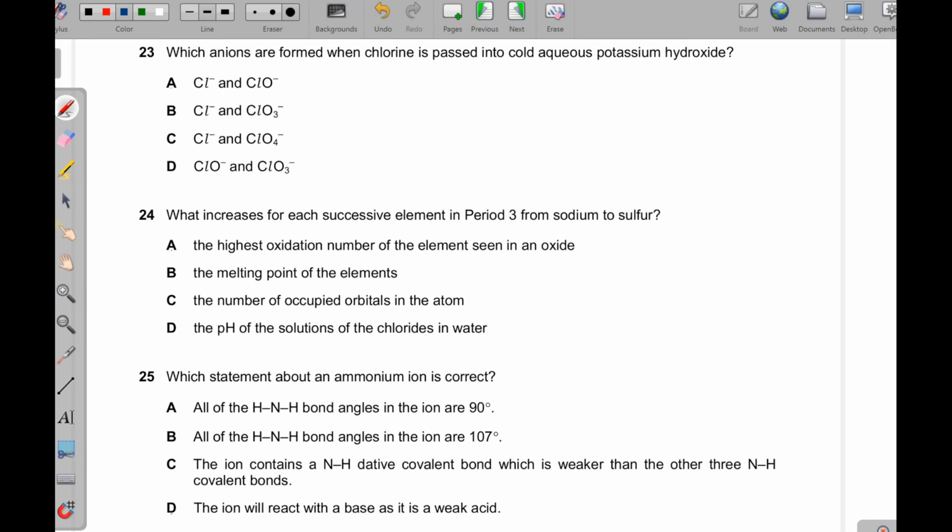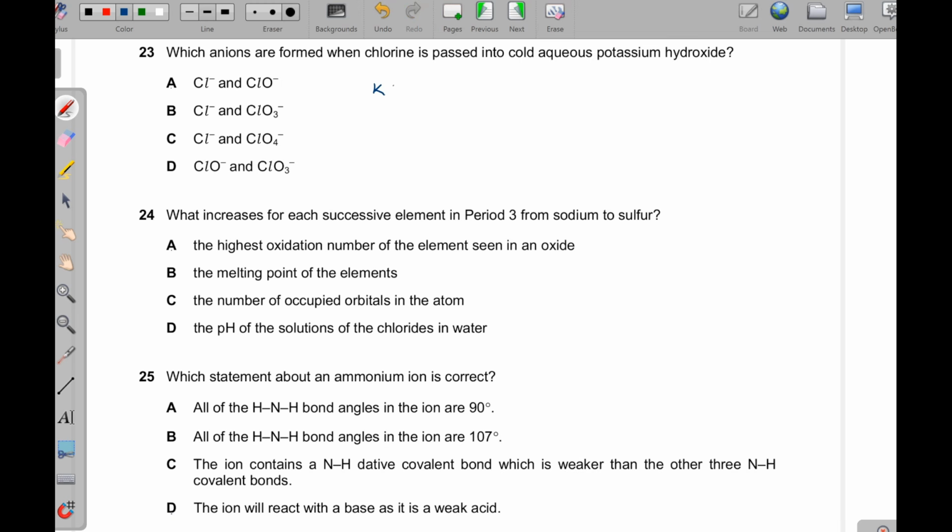Question 23. Which anions are formed when chlorine is passed into cold aqueous potassium hydroxide? So cold aqueous potassium hydroxide, we also have chlorine reacting with hot, concentrated potassium hydroxide. This one is a strong alkali. You get it? So what we have in the books is sodium hydroxide. So potassium hydroxide and sodium hydroxide work the same way.